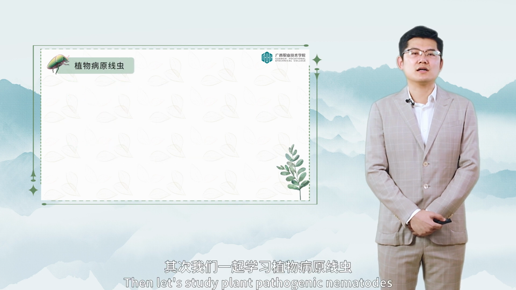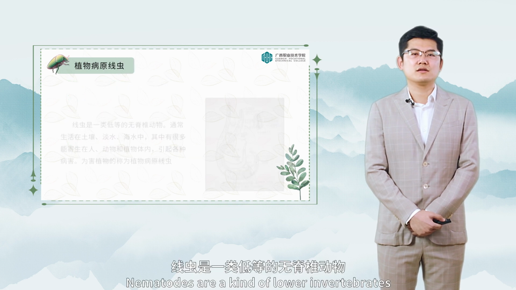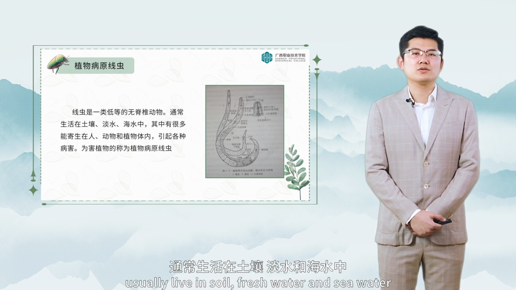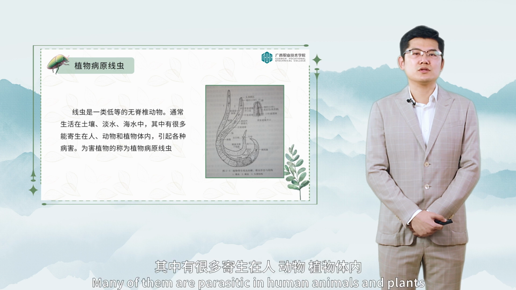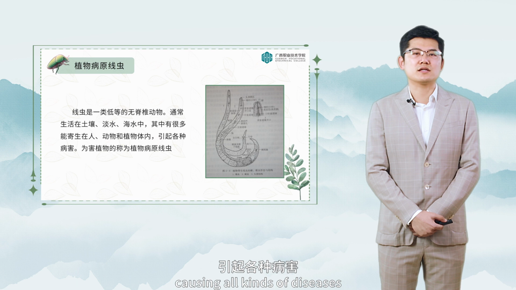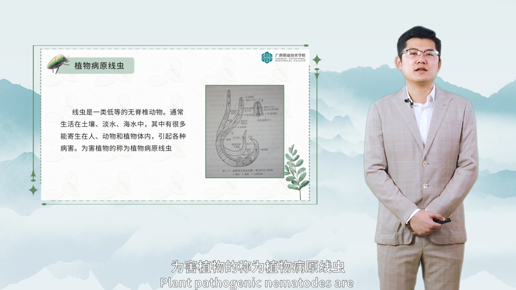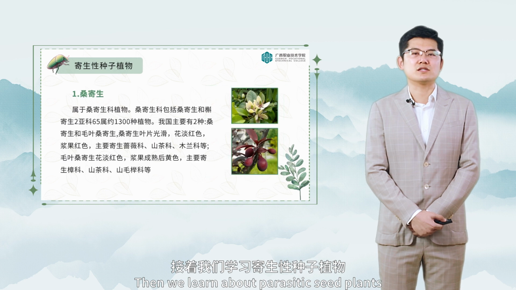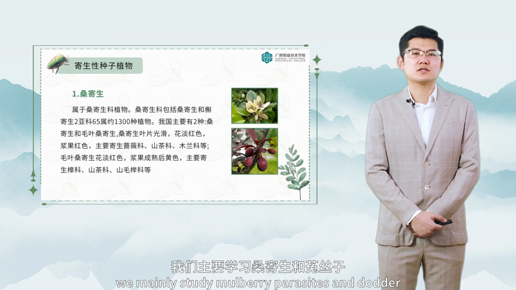Then let's study plant pathogenic nematodes. Nematodes are a kind of lower invertebrates, usually living in soil, fresh water, and seawater. Many of them are parasitic in humans, animals and plants, causing all kinds of diseases. Those that parasitize plants are called plant pathogenic nematodes. Then we learn about parasitic seed plants. For parasitic seed plants, we mainly study mulberry parasites and dodder.